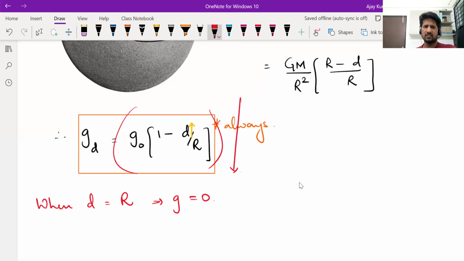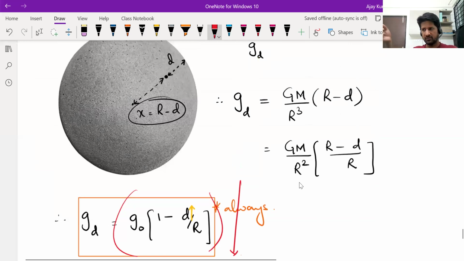You can treat the planet as a collection of shells. And the field created by any shell at its center is 0. Therefore, the field created by all shells at the center also will be 0 only. That is why the acceleration due to gravity at the center of a planet is 0.